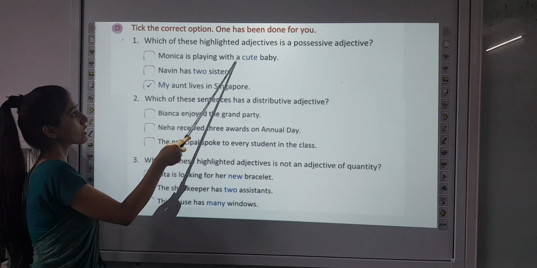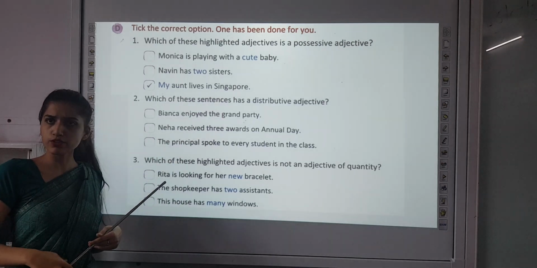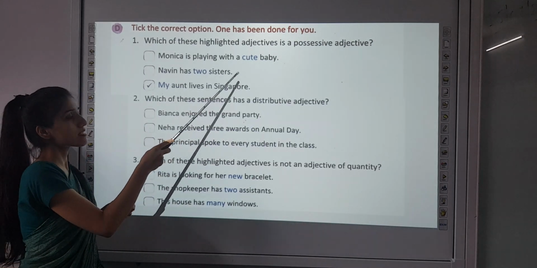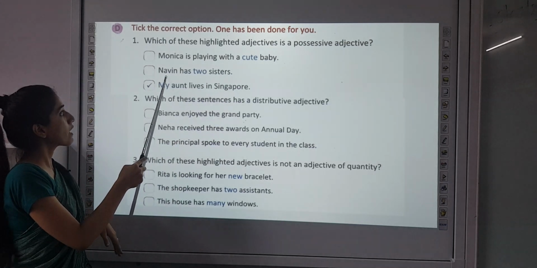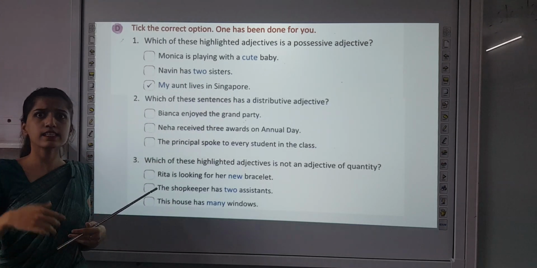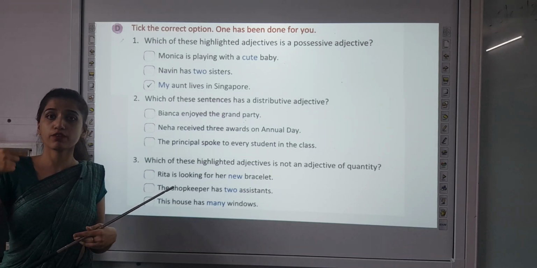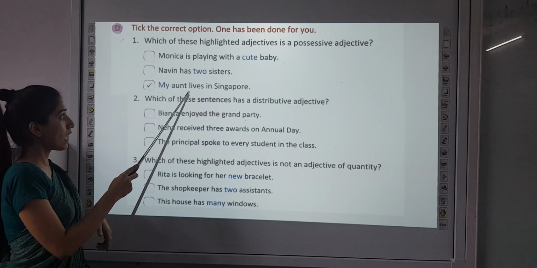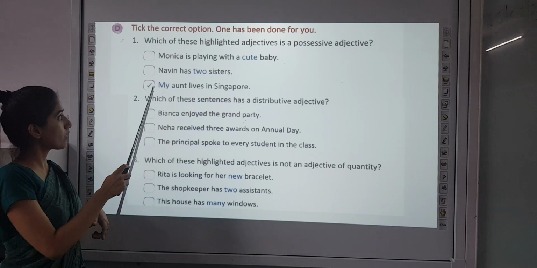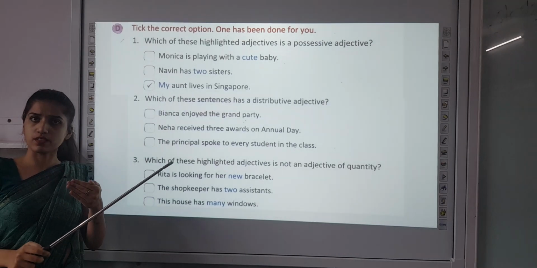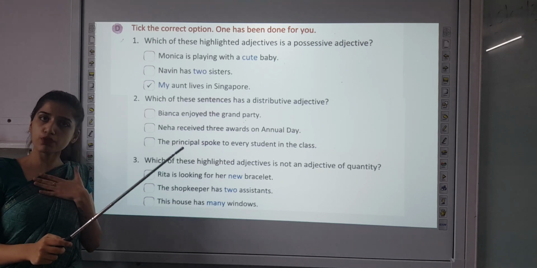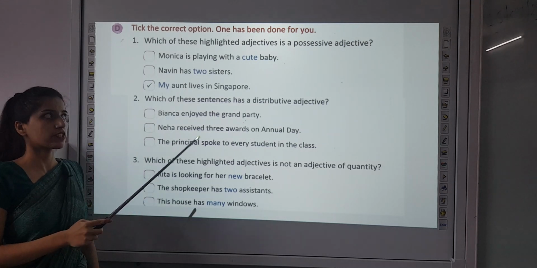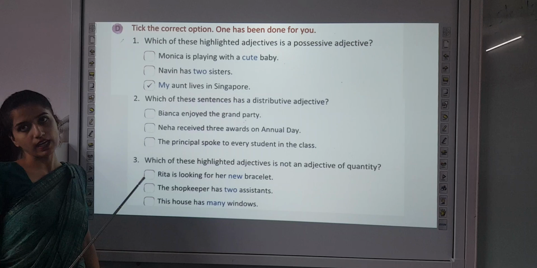Monica is playing with a cute baby. Is it showing any possession? No. So cute is describing, so it is an adjective of quality. Naveen has two sisters. It is denoting the number. Then it is an adjective of quantity. My aunt lives in Singapore. So here my is showing possession, that the person belongs to me, that is related to me. So my is a possessive adjective. So the last option is the correct one.